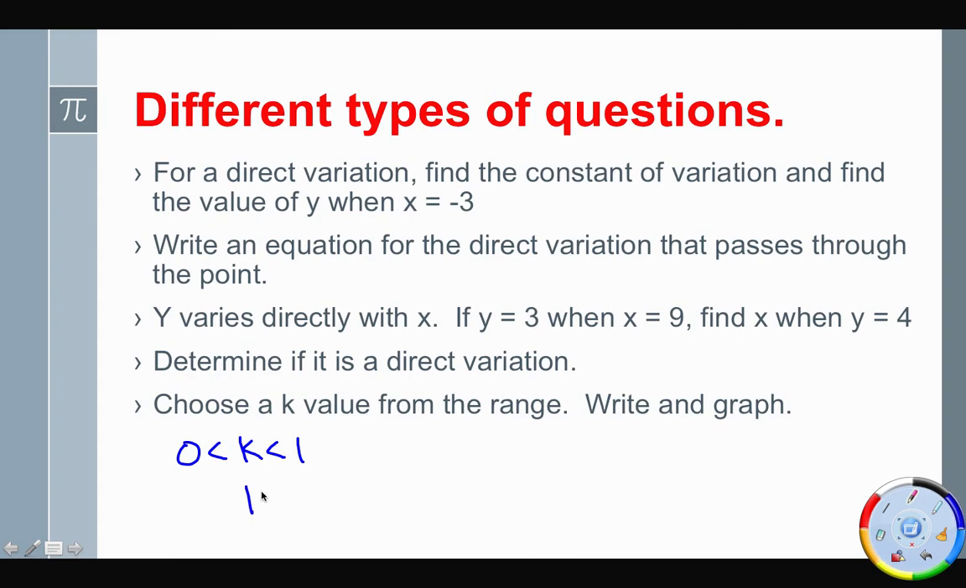And I'm going to choose the k value 1/2. It's as simple as just choosing a good number from the range. And then if I wanted to write the equation, I'm going to say y is equal to that k value times x. Okay, so now I've written the equation. I chose a k value, I wrote the equation, and then I'm going to do a simple graph.